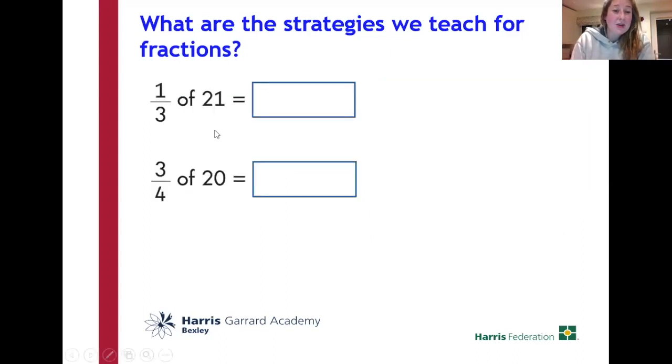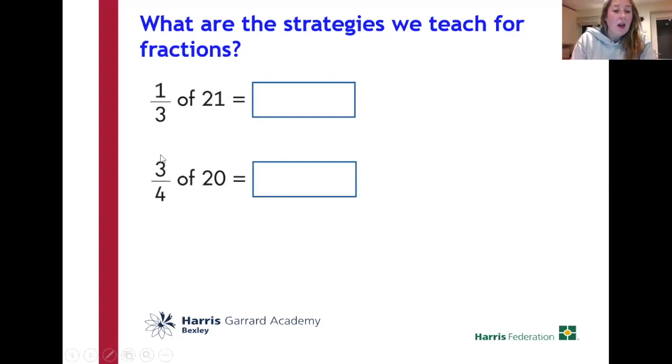Then when we go into the more abstract, they might say, well, I've got 21, I'm going to divide by the denominator and times by the numerator. So I've got 21 divided by 3, I know that's 7, 7 times 1 is 7. So they don't need the cubes then, they know that they're making a third. They don't need to share 21 with dots because they're really confident with 21 divided by 3 because fractions are division, they're out of a whole.